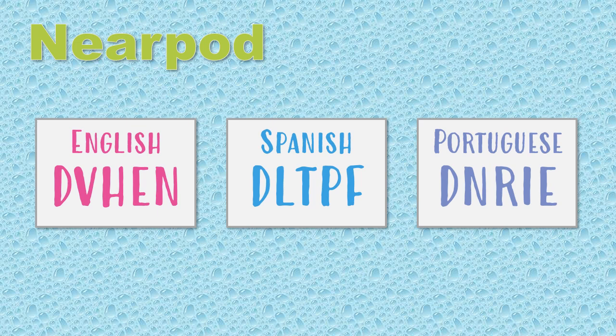So the code for English is DVHEN. Lo código para español is DLTPF. E o código para português é DNRIE.